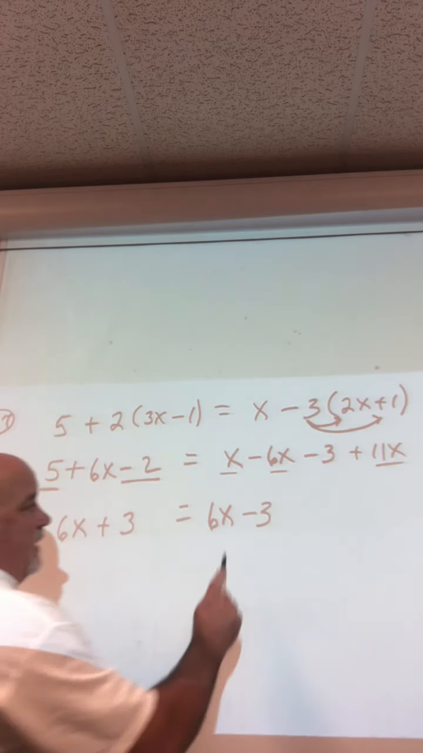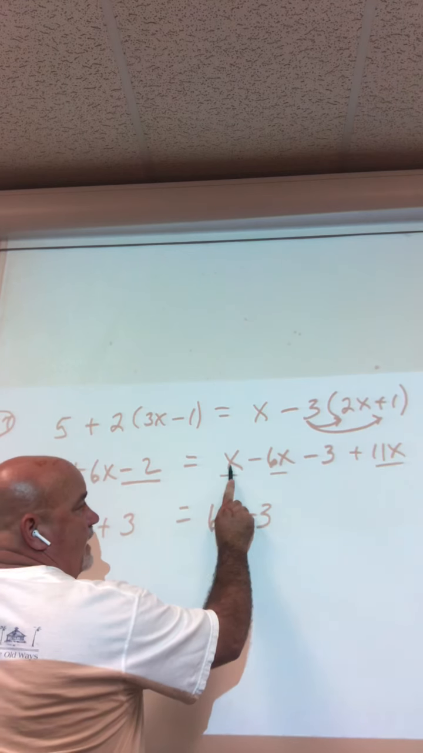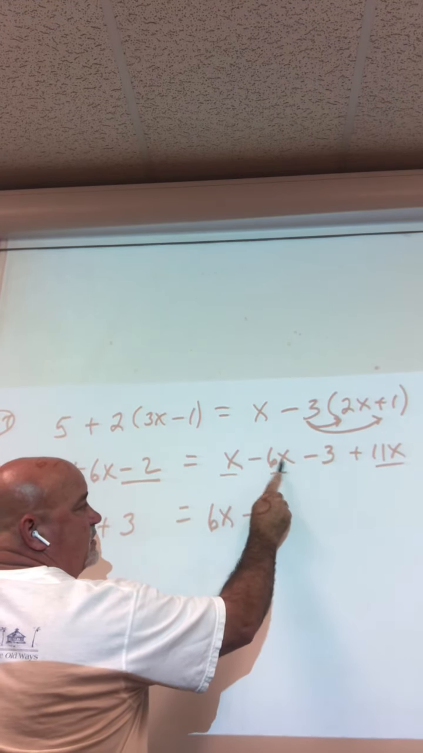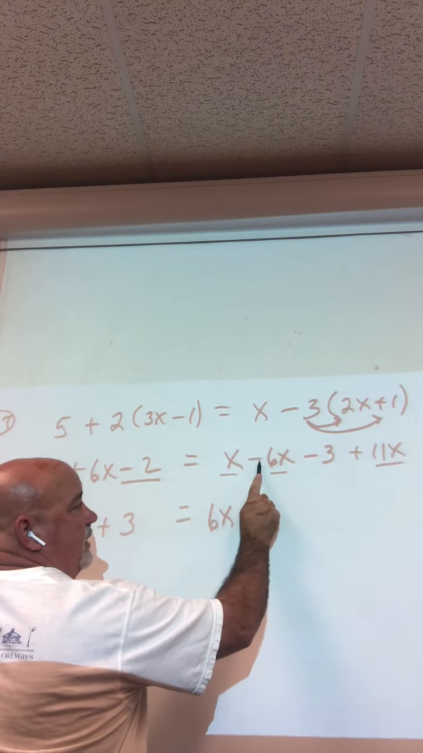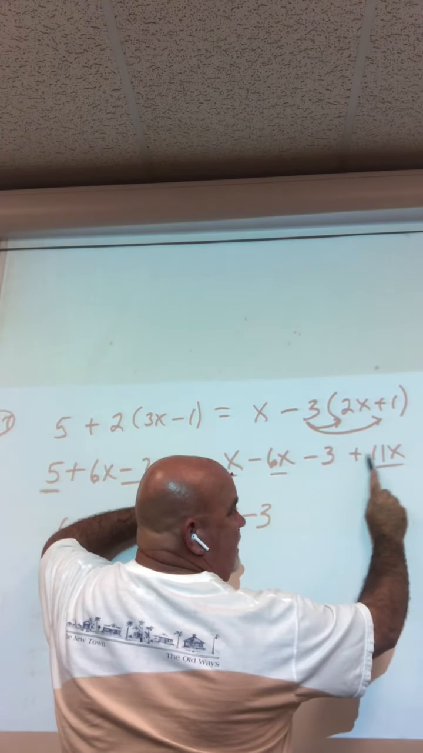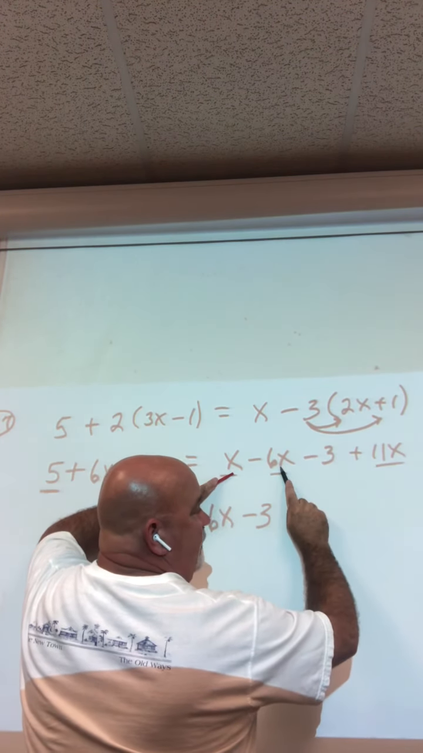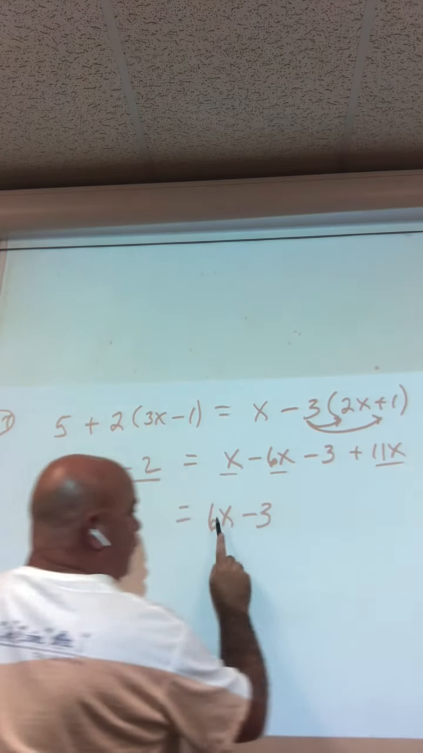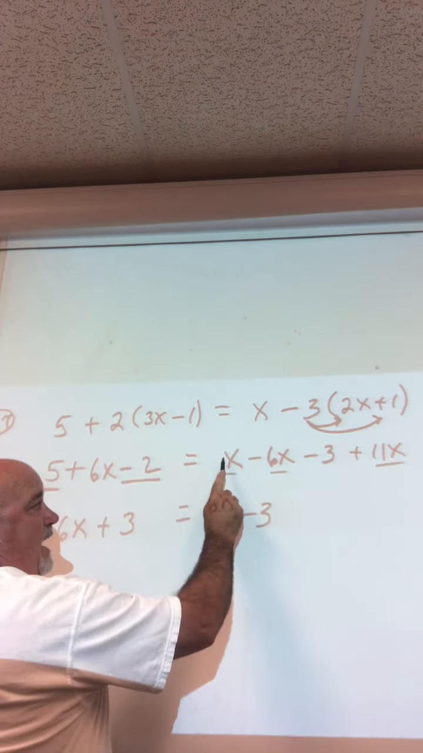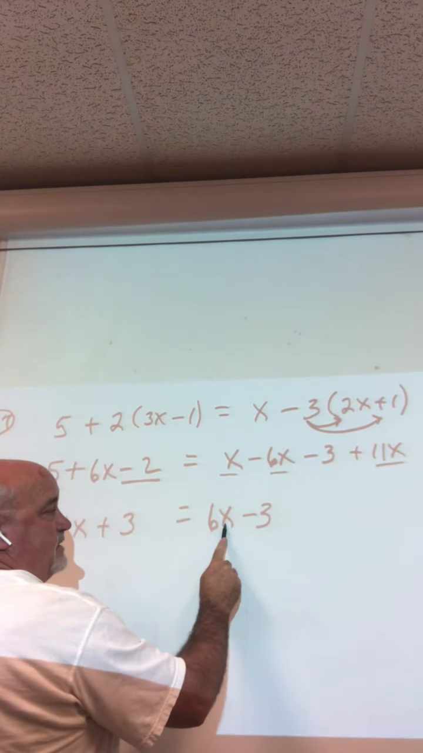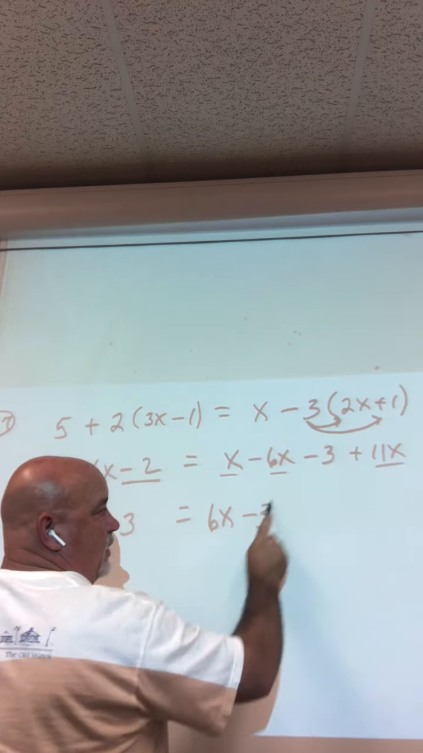Now the right side. 1x minus 6x. If you win 1 but you lose 6, you are down 5. So that's negative 5x. But negative 5x plus 11x, if you're down 5 but you win 11x, you're up 6. So I add 1 minus 6 plus 11 to get 6x. That's a number term, so I just brought it down.